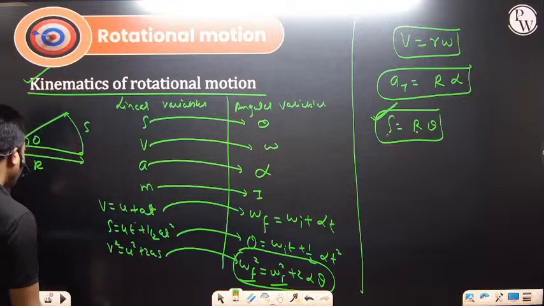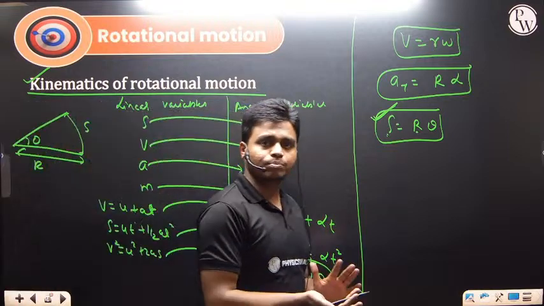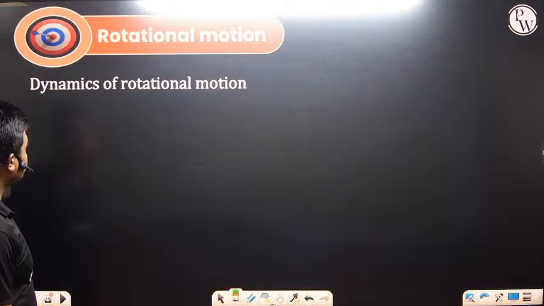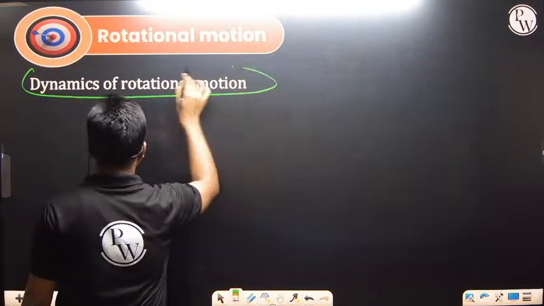These are the kinematics, how rotational motion happens. We have the different equations for this. And if I talk about the dynamics of rotational motion, dynamics comes under forces and torque.